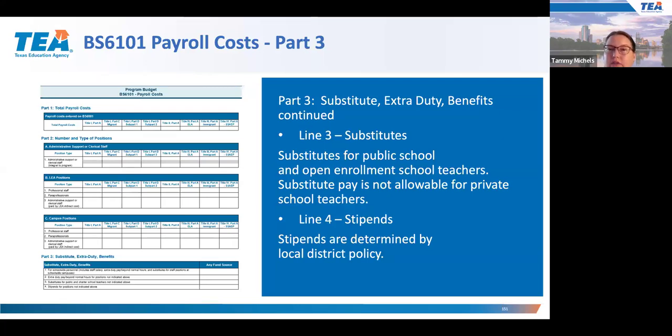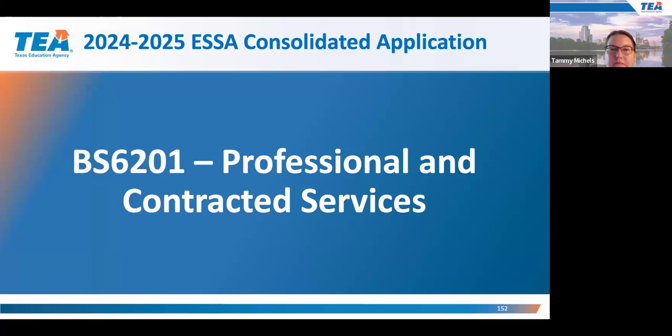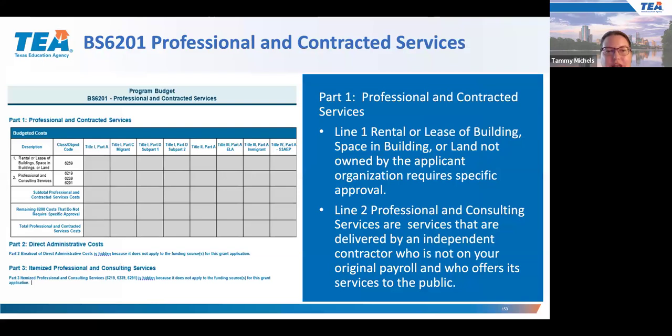Now we'll move on to our next support schedule, which is the BS 6201, Professional and Contracted Services. If funds were budgeted for professional and contracted services in the BS 6001, these funds will automatically populate and align remaining costs that do not require specific approval. This schedule is used to budget professional services, consulting services, and contracted services. Costs that require specific approval must be itemized. To itemize these costs, there are 2 lines in the schedule in which to budget items that require specific approval.